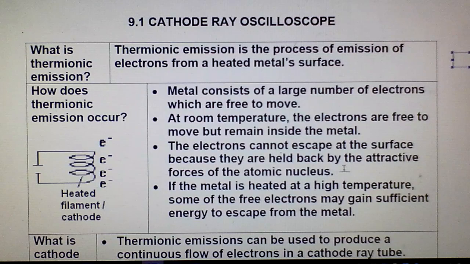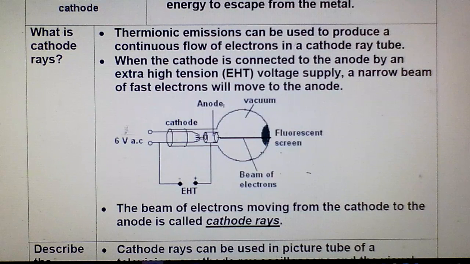So what is cathode ray? We can refer to this cathode ray tube. What you can see here, we have a filament connected to 6 volt AC, anode connected to EHT, and there's a vacuum part and fluorescent screen. Once we switch on the 6 volt AC, the filament will be heated up and electrons will be released out, or emitted, by the process of thermionic emission and stay here.